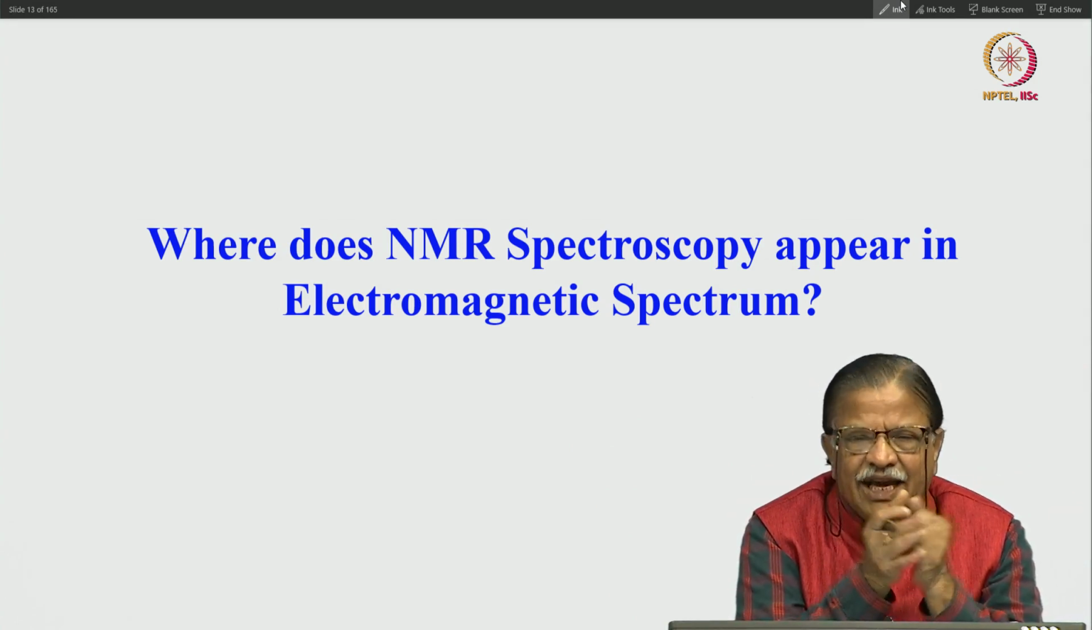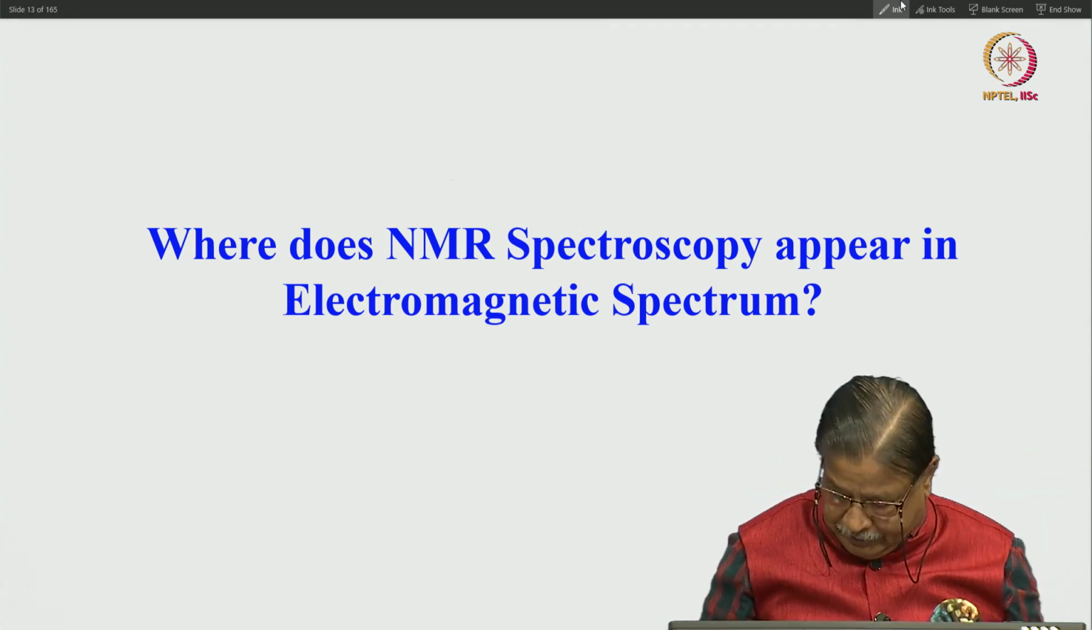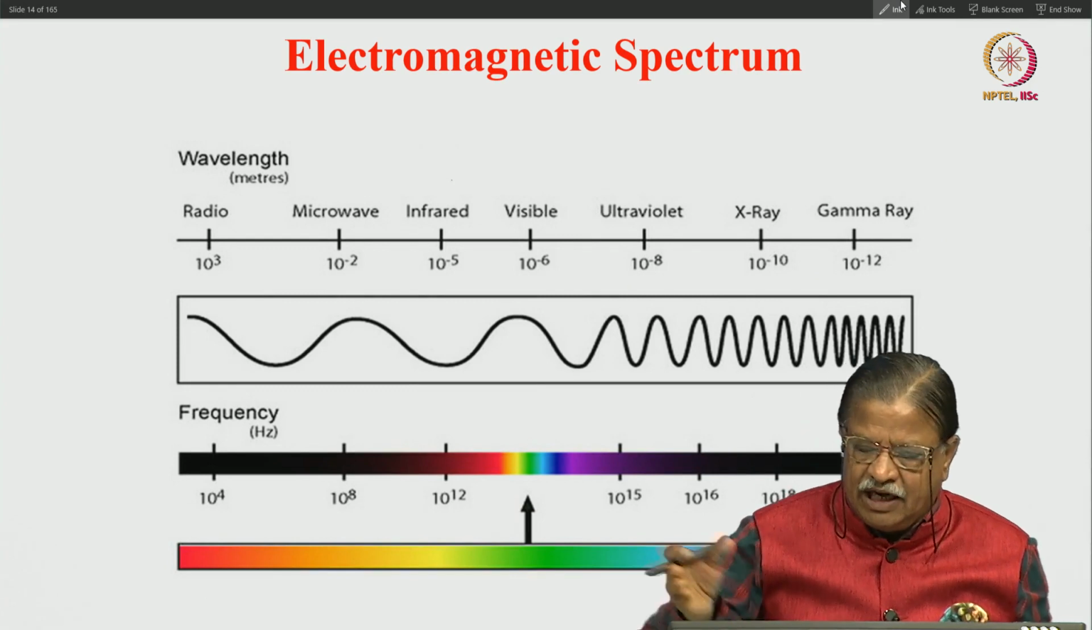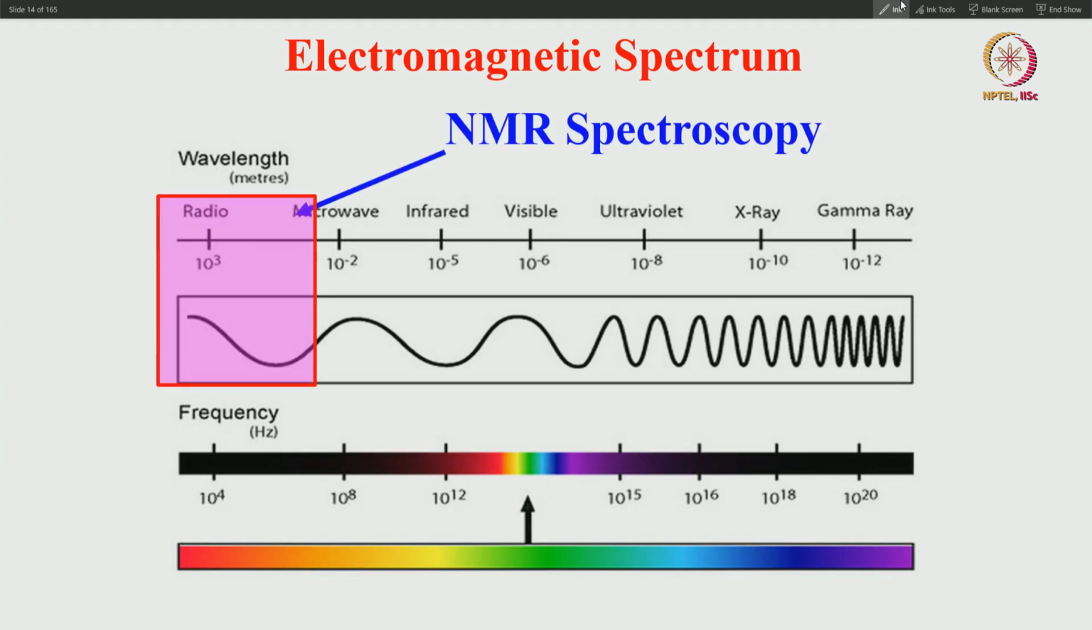Now the question is, where does NMR spectroscopy appear in this electromagnetic spectrum? If we look at this electromagnetic spectrum, starting from the gamma ray and X-ray, right end to left end, you can see there is a radio frequency region. In this region NMR spectroscopy is practiced. If you want to study NMR spectroscopy, you will be in the RF region of the electromagnetic spectrum.